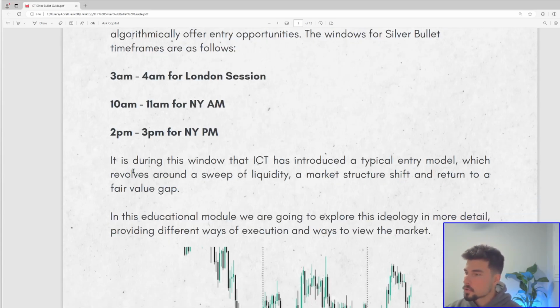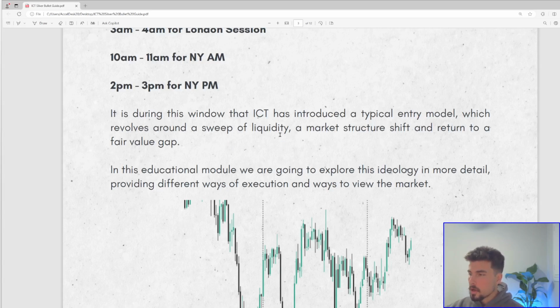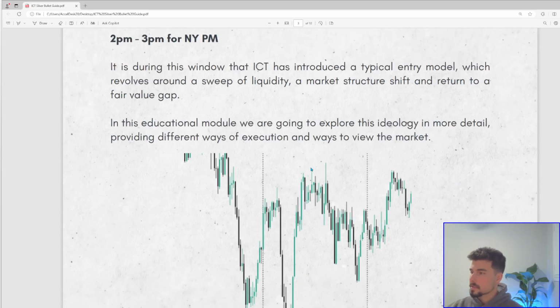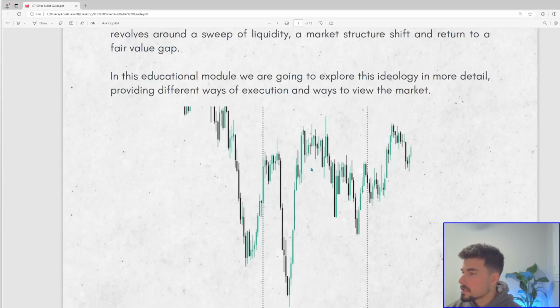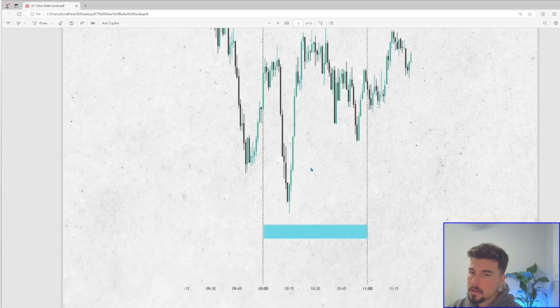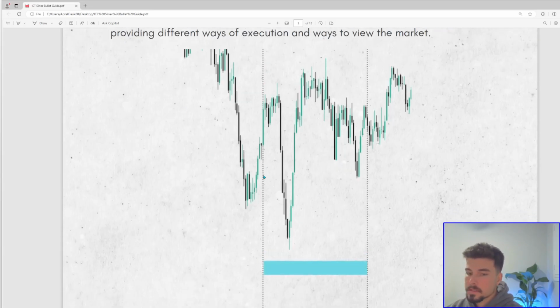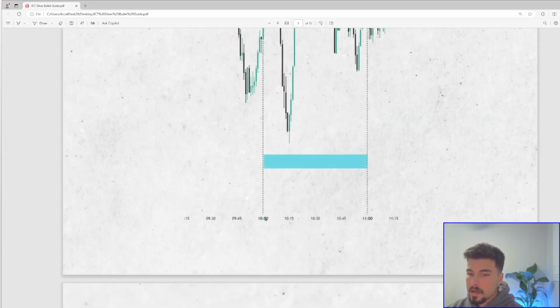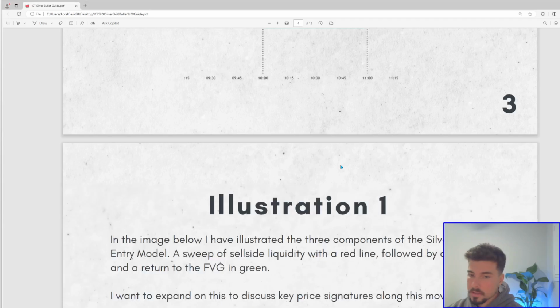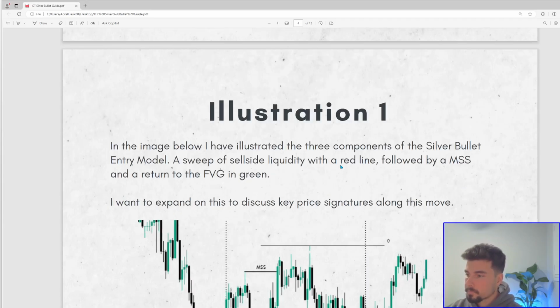Again, it's during this window that ICT has talked about a typical entry model. And you've probably heard of it: a sweep of liquidity, a market structure shift, and a return to a fair value gap. We're going to talk about this in more detail, but also talk about different ways to use the time frame of Silver Bullet to actually execute on a trade. And we'll start with this, right? This is from the New York AIM session, 10 o'clock and 11 o'clock. So let's get into illustration number 1.